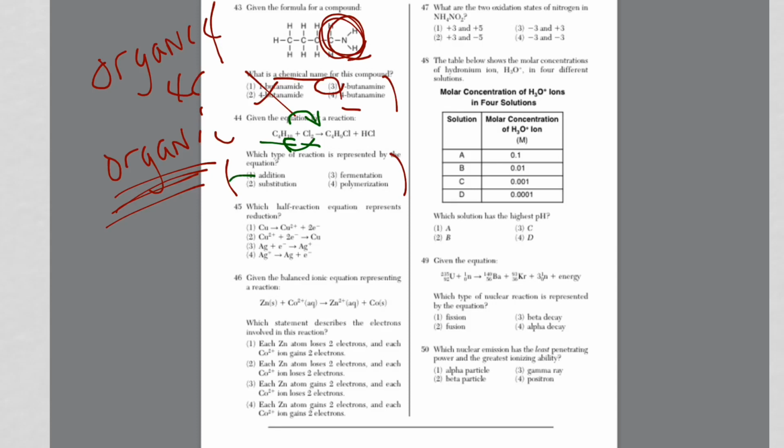That is known as substitution. So as far as types of reactions, it's pattern recognition. You have to go back and memorize those patterns. Take a look at 45.